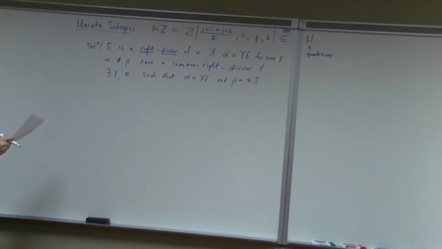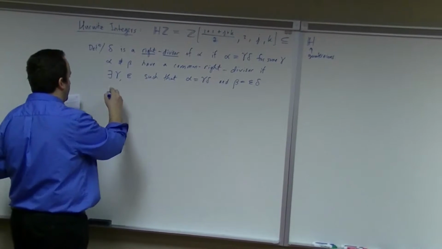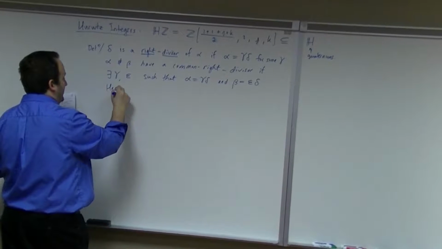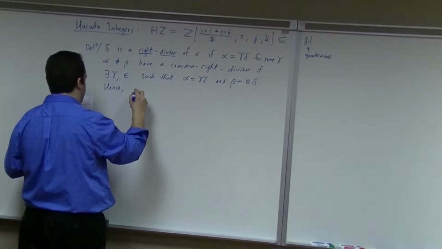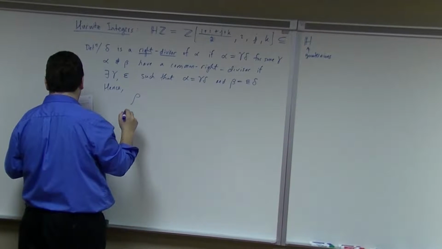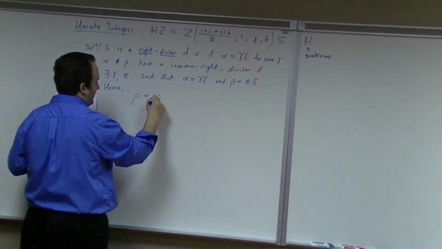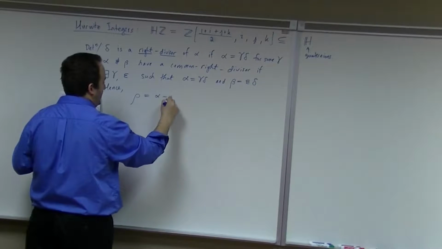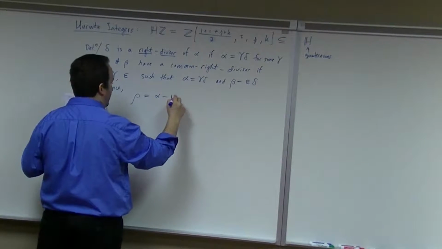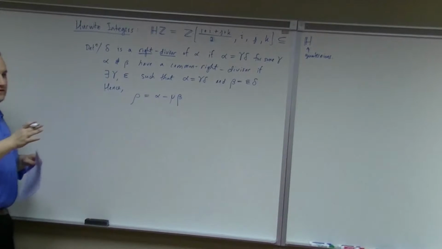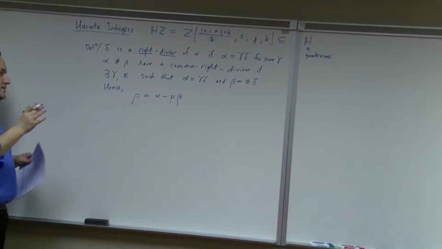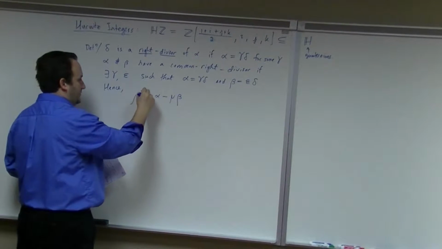Alpha and beta. Hence what? If you had a common divisor, a common right divisor, right? You could say, if I define rho equal to alpha minus mu beta. In other words, if I take alpha minus some multiple of beta, right? If I take and define, look at this row, this is a definition.